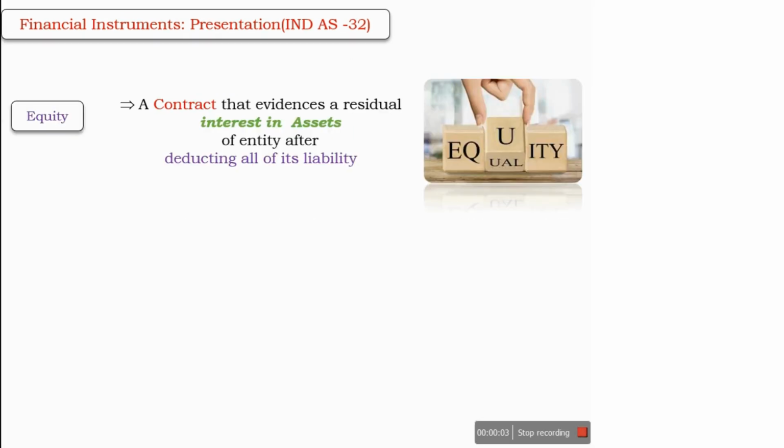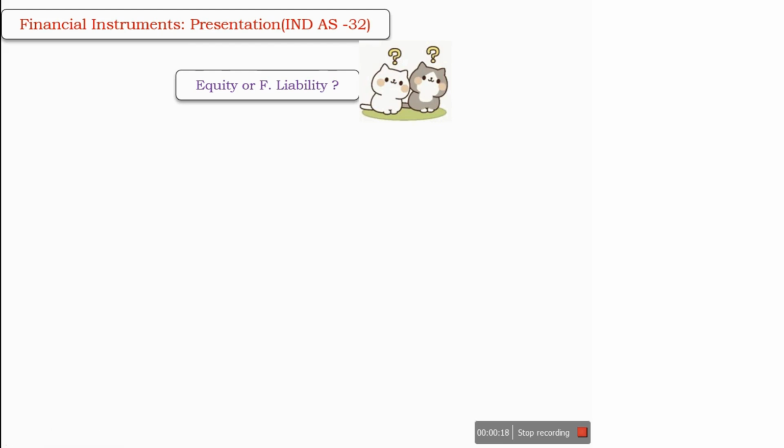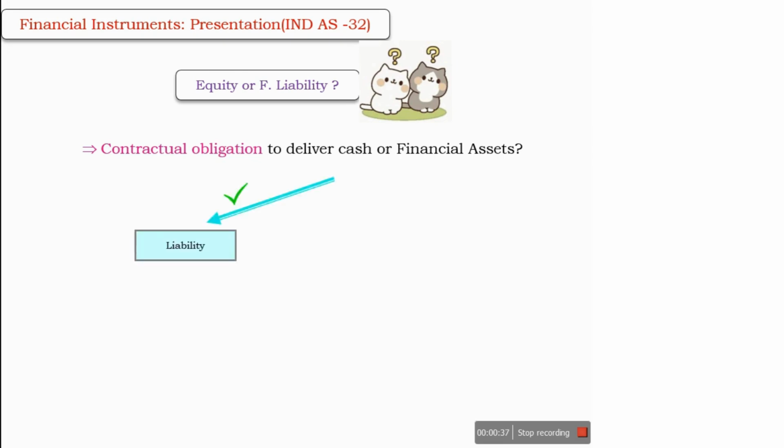Equity is defined as a contract that evidences a residual interest in the assets of an entity after we deduct all its liability. So in Ind AS 32, the main point is differentiation between equity and financial liability. The critical feature of differentiating between equity and financial liability is the contractual obligation to deliver cash or financial asset. If an entity has the contractual obligation to deliver cash or financial assets, it will be classified as liability. And if the entity does not have a contractual obligation, in that case, it will be classified as an equity instrument.